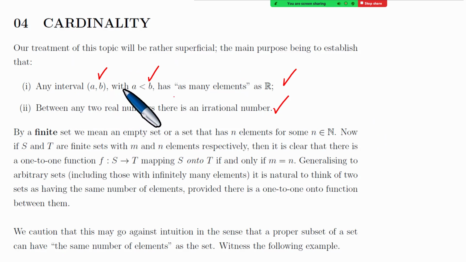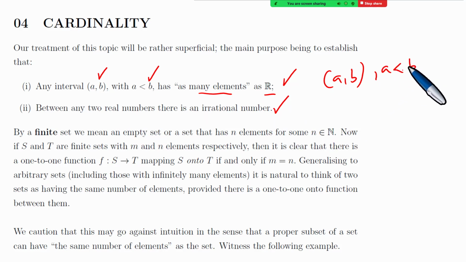Okay, this is very powerful. If you take an interval like this, it has as many elements as R. In other words, the cardinality of an interval is the same as the cardinality of R, with A less than B, A not equal to B in the real numbers. What is a finite set? By a finite set, we mean an empty set or a set that has n elements for some n in the naturals.